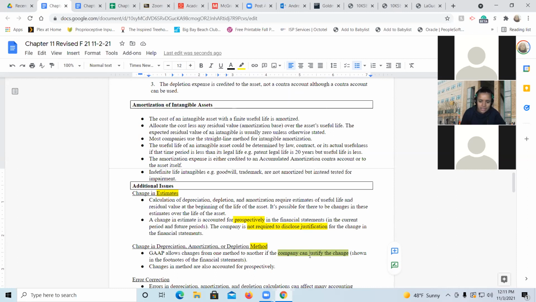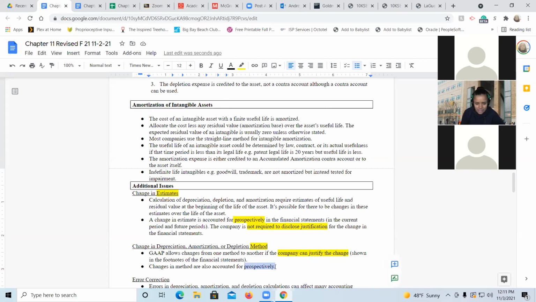The market changes. Change in method from straight line to units, or declining to straight line, whatever, you've got to tell us why you're doing it. And more often than not, the reason has to be around making the financials easier to understand, or more in line with your business or something like that. It has to be a proper reason.